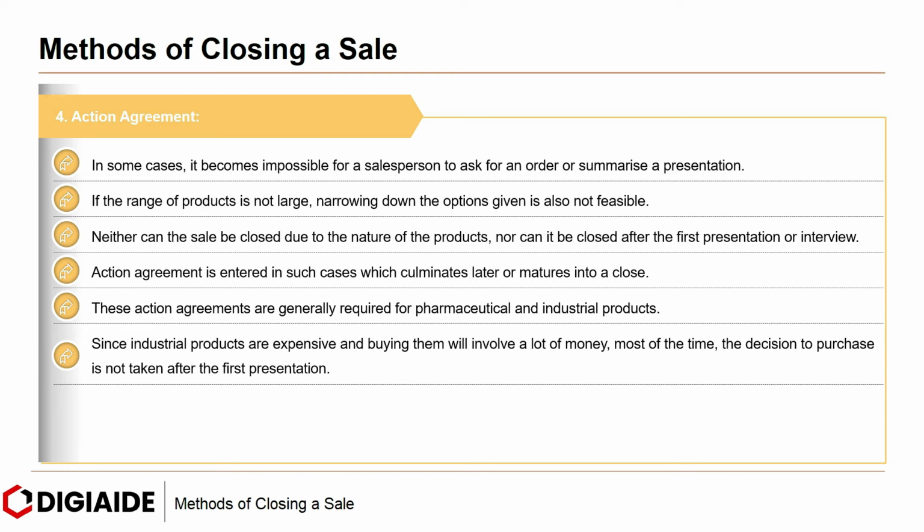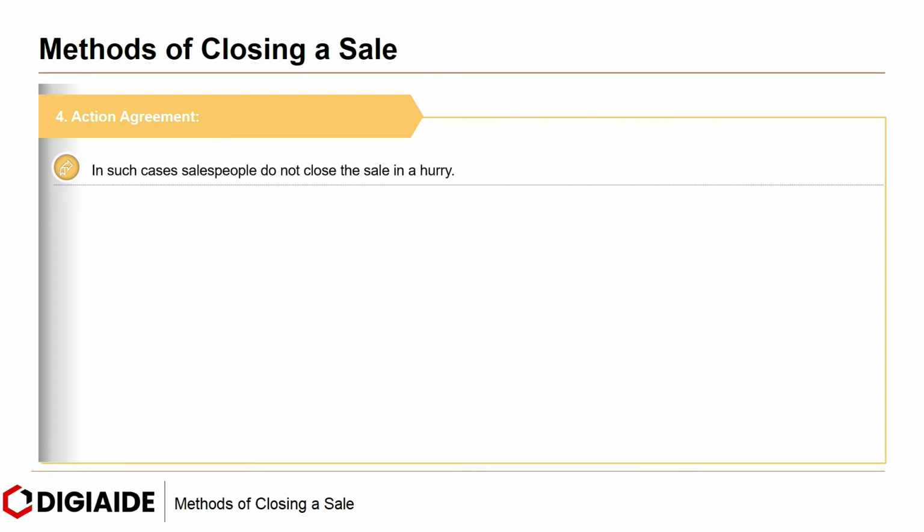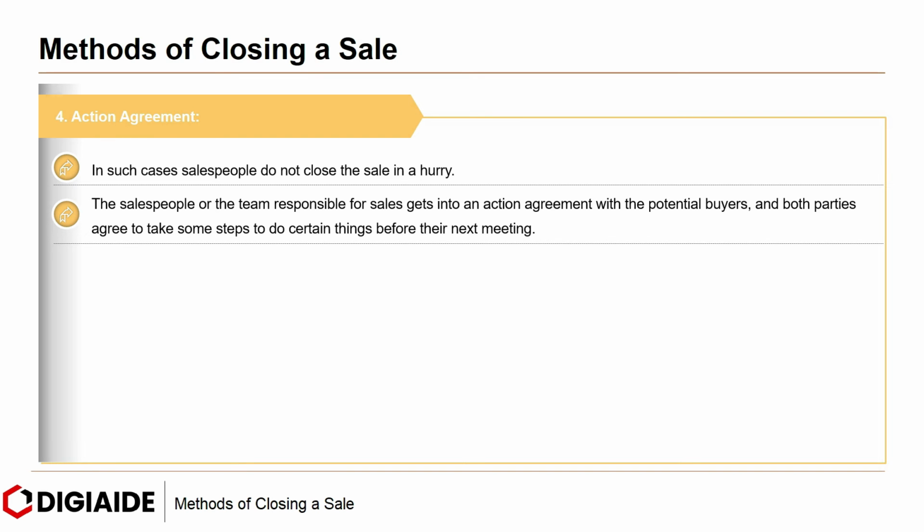Since industrial products are expensive and buying them will involve a lot of money, most of the time the decision to purchase is not taken after the final presentation. Many issues need to be sorted out. Moving further, in such cases, salespeople do not close the sale in a hurry. The salespeople or the team responsible for the sales get into an action agreement with the potential buyers, and both parties agree to take some steps to do certain things before the next meeting.